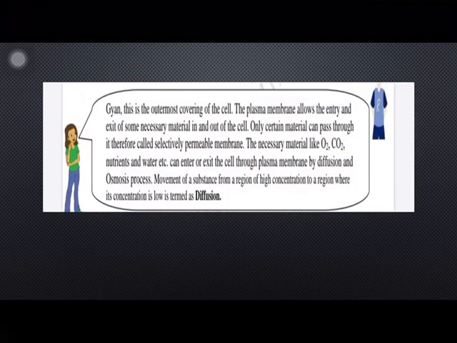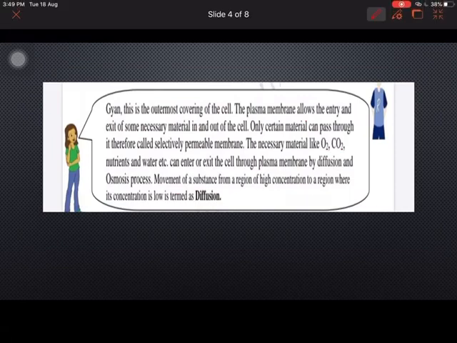Now the outermost covering of the cell is known as the plasma membrane, and this plasma membrane allows the entry and exit of some necessary material in and out of the cell. Only certain material can pass through it, therefore it is called a selectively permeable membrane. You have to mark this because this will be needed at the end of the worksheet answers also.